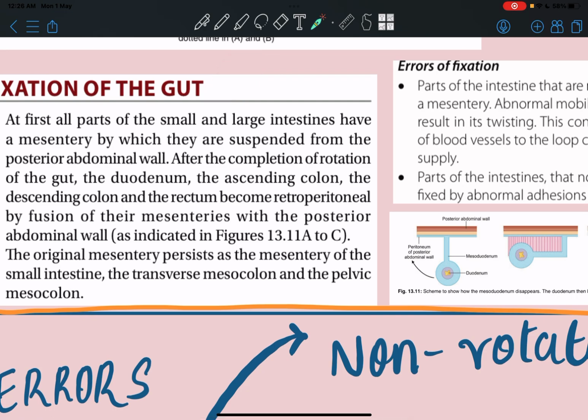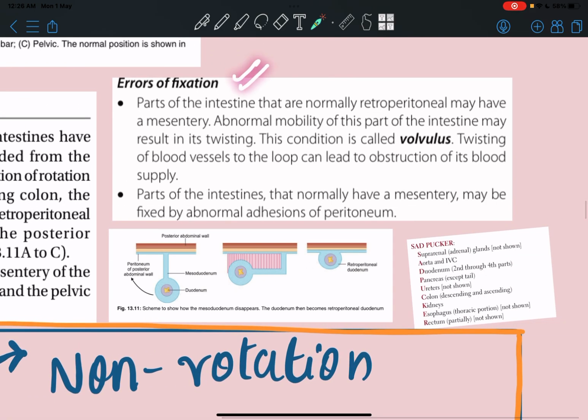For example, the ascending colon, duodenum, descending colon, and rectum, as we discussed, become retroperitoneal. The rest, like the transverse mesocolon, pelvic mesocolon, and mesentery of the small intestine, exist, so those organs are still suspended by the mesentery. In the errors of fixation, two things can occur: either the parts that are normally retroperitoneal can end up having a mesentery, or the parts that normally have a mesentery can be fixed by abnormal adhesions of the peritoneum.